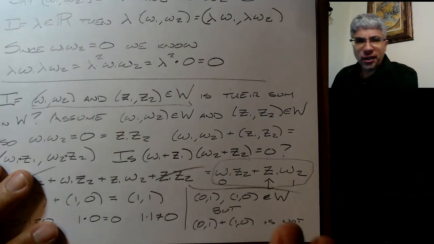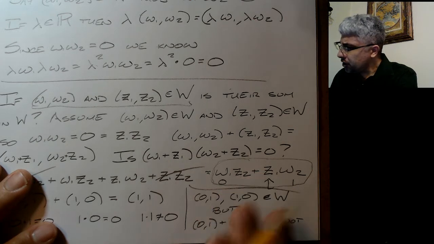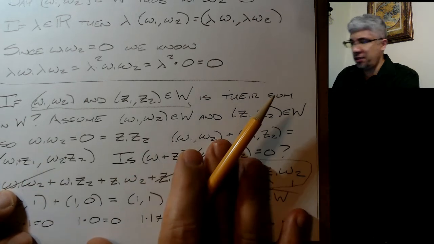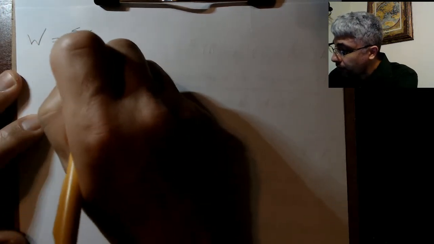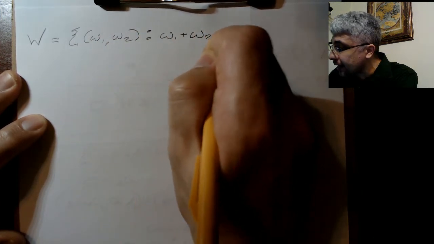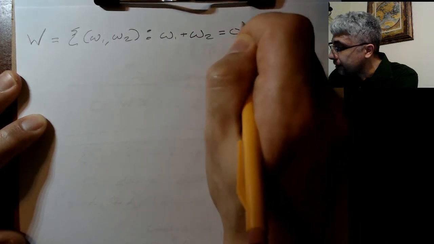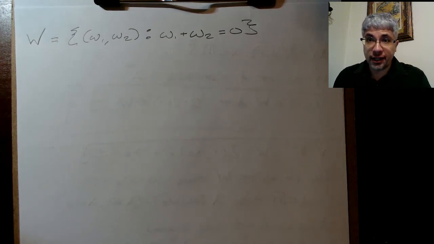So that's a nice little example. What you might want to do is say, okay, what happens if we change this to W1 plus W2 equals 0? I'm just going to take a new subset of the same vector space, W, and I want W to be equal to the set of all W1, W2, so that I'm just going to do the same exact thing, but with plus instead of times. So I'd like you to check that out. Try to see whether or not that is a subspace.